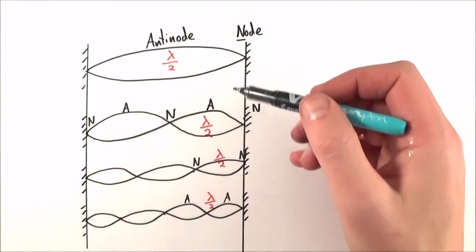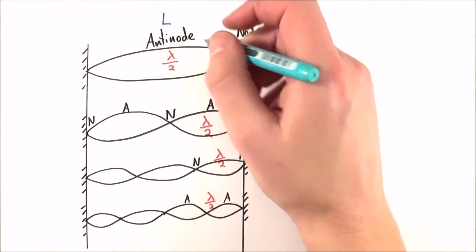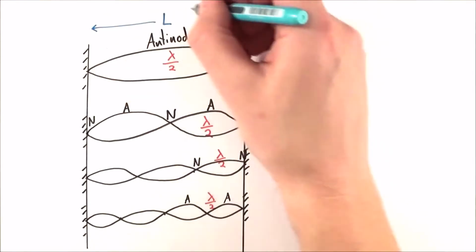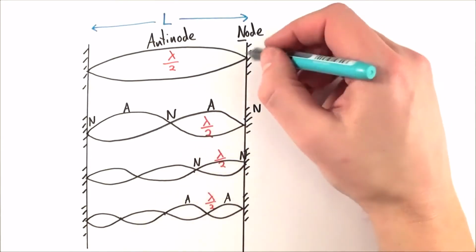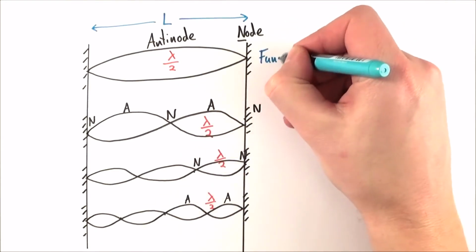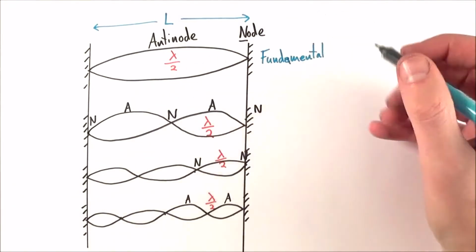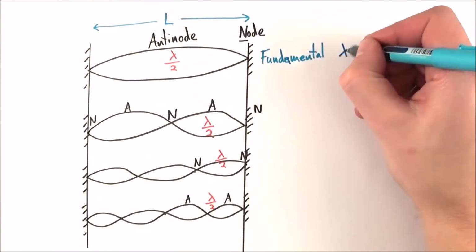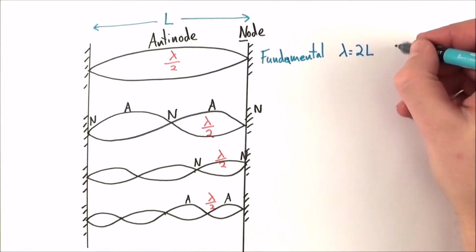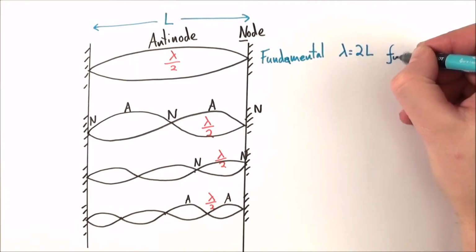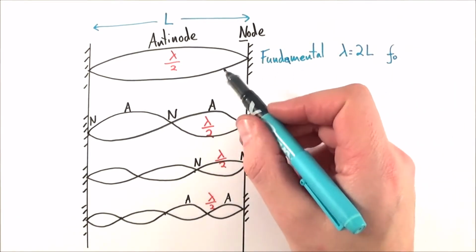Looking in a bit more detail at these various diagrams here, perhaps we have a string that has length L. And what we have here is the first standing wave that we can produce. What we call this is the fundamental. For this fundamental, because the length is equal to the wavelength over 2, we can say that the wavelength is equal to 2L. And this happens at a certain frequency, which we call f0, and that is the fundamental frequency of that standing wave.